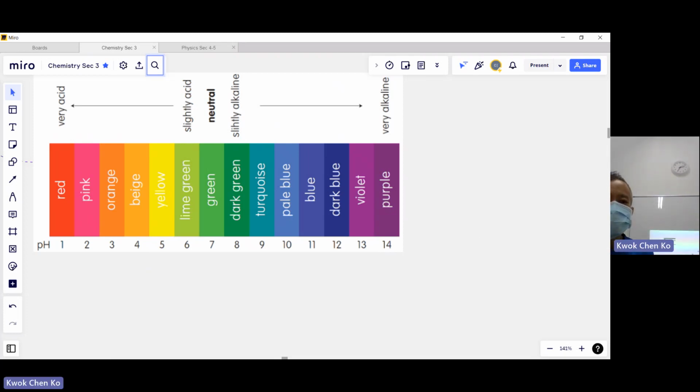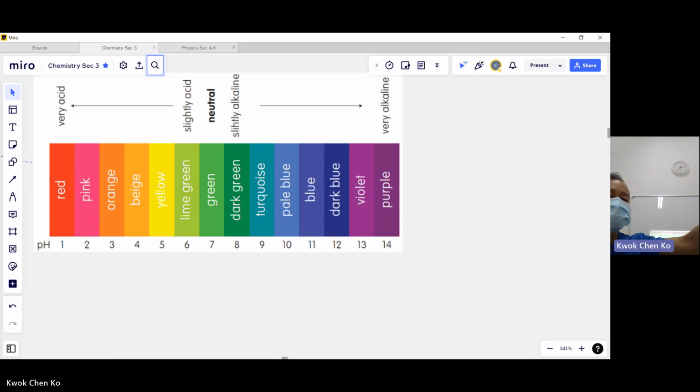Now, one more universal indicator. Have you seen it before? It can be in a liquid form, but it can also be in paper form. Okay, so just remember that.